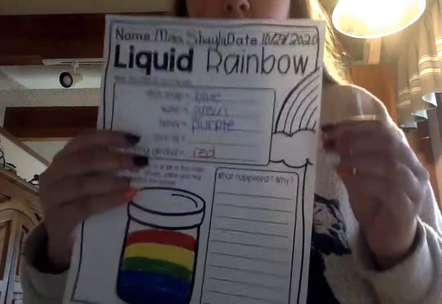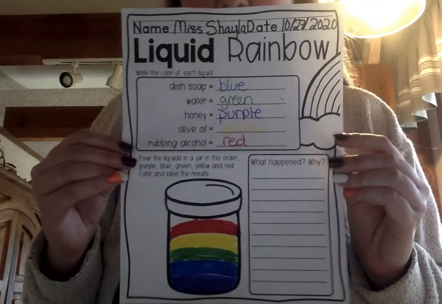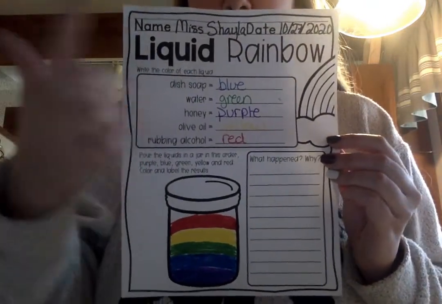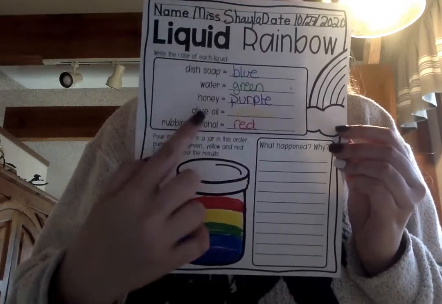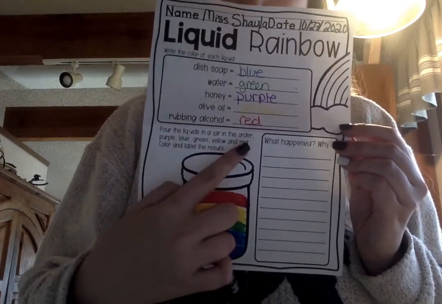Okay, friends, after you answered your debrief questions, you then have to fill out your data sheet. The data sheet looks just like this. So the first thing you're going to do is you're going to say which liquid was which color. So the dish soap blue, water green, honey purple, olive oil yellow, rubbing alcohol red.